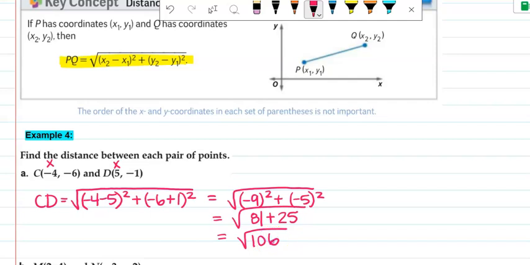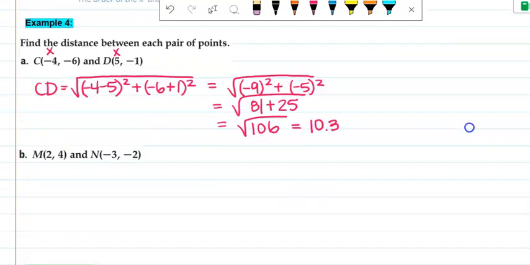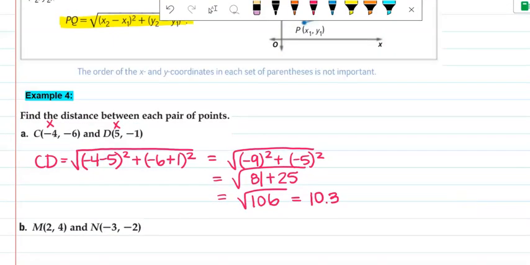Hopefully you know that 106 is not a perfect square. This is not going to work out to a nice number. So if you just plug the original equation into your calculator, you should get about 10.3. Go ahead and just round that to 1 decimal place. Okay, and that is everything we're going to cover about distance formula.